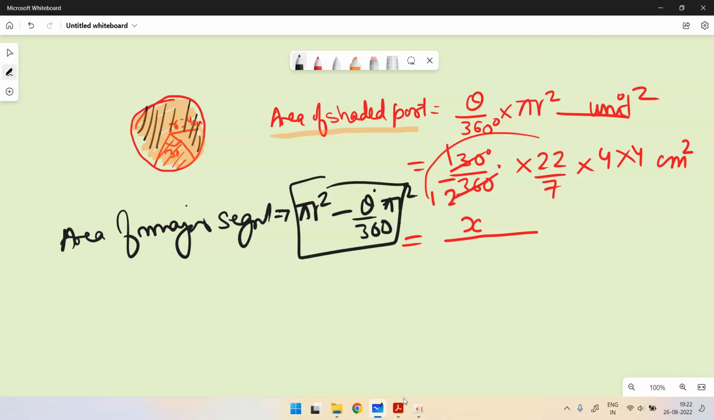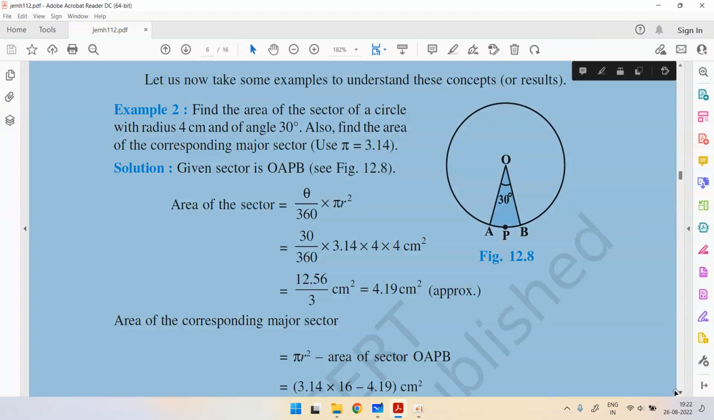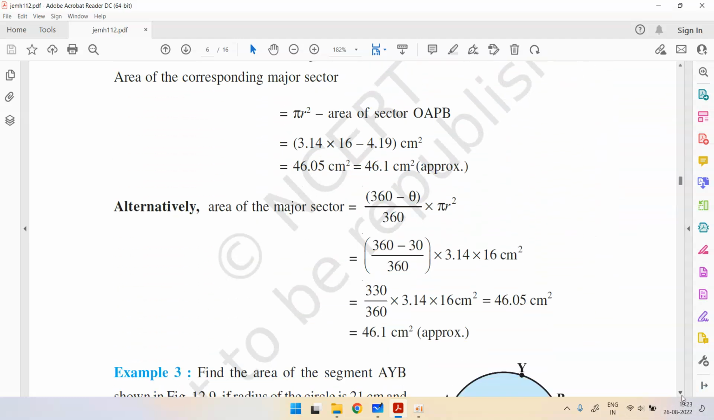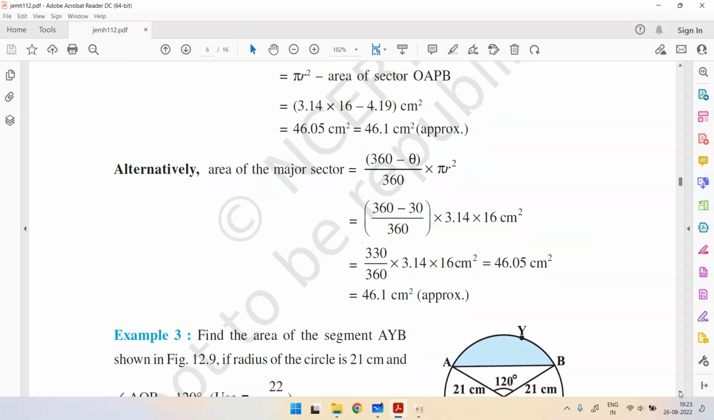If you solve this, you will get the answer. Simple. They have also done the same thing: area of the circle minus the area of sector OAPB. Alternatively, you can also do 360 minus theta, because the major segment angle will be 360 minus theta, which is 330. This you can also do, and it will give the same results.